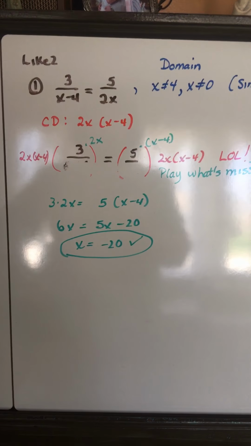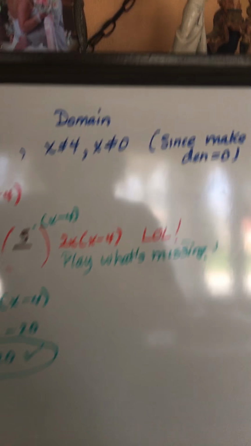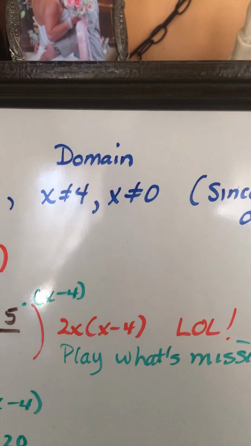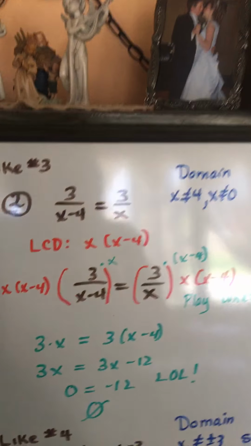And so I multiply the resulting equation. I get negative 20. Negative 20 is not either of these, so that's the correct solution.